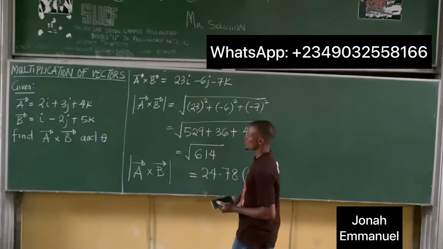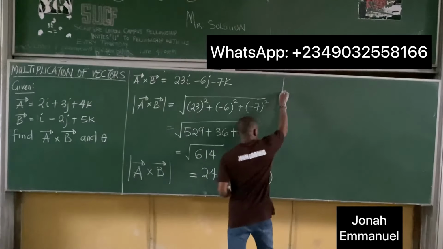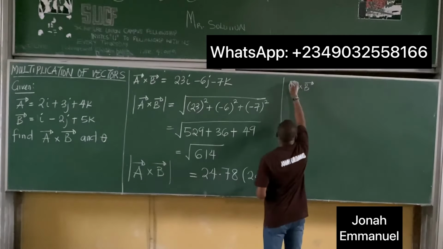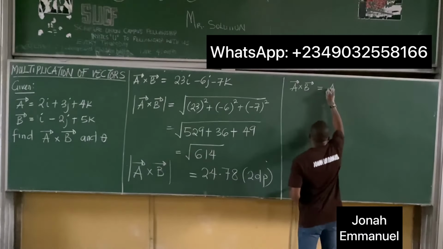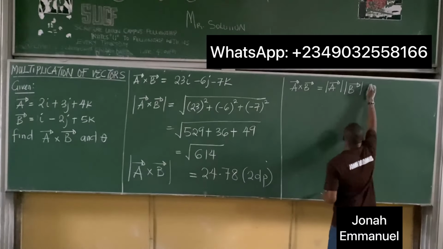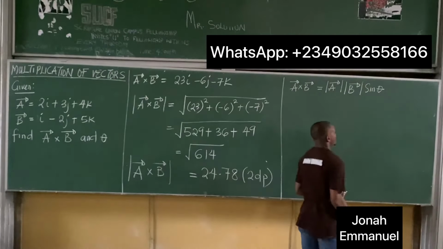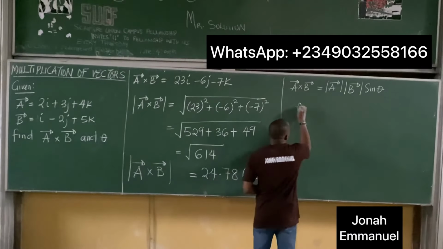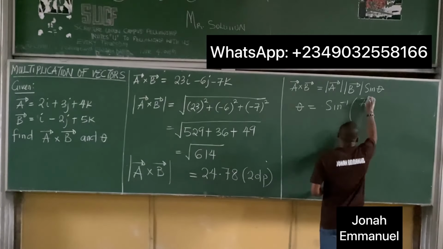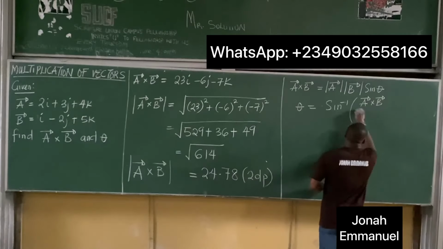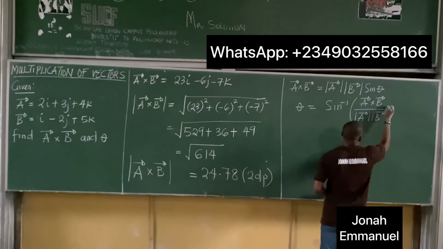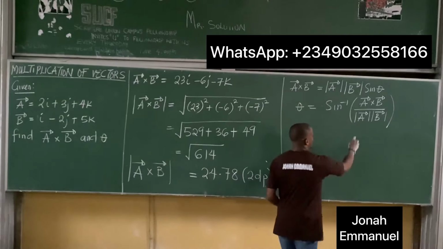But of course, for the angle, we said A plus B is equal to magnitude of A times magnitude of B and then sine theta. If I make theta the subject of the formula, theta will be equal to sine inverse of A plus B all over magnitude of A into magnitude of B. So very quick, let's get these two.